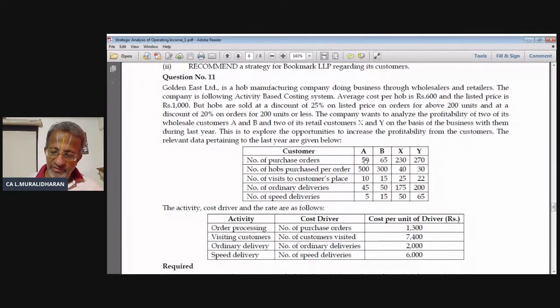Say number of purchase orders 50, number of hogs purchased per order is 500. Multiplication of these two is going to be the total number of units. So indirectly that piece of information is provided to you, and I would like to try this through Excel.